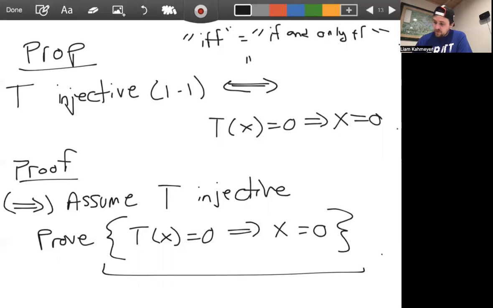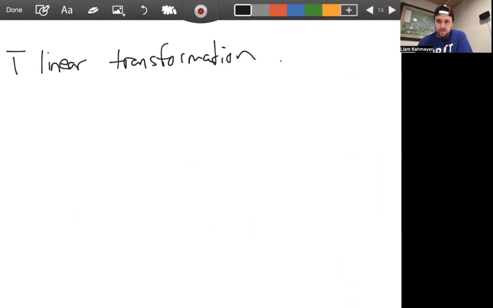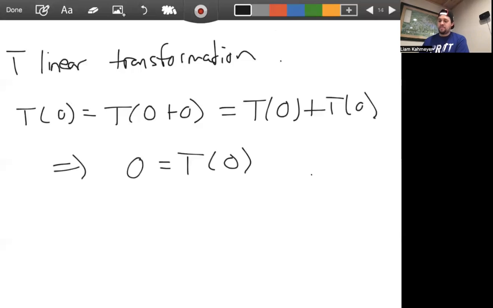So how can we prove this? Well, T is a linear transformation, and we know linear transformations send 0 to 0, right? Well, sure. If you have T of 0, then that's T of 0 plus 0, which is T of 0 plus T of 0. Well, and then you subtract T of 0 from both sides, and you get 0 equals T of 0, right? But now, we have that T of 0 equals 0.